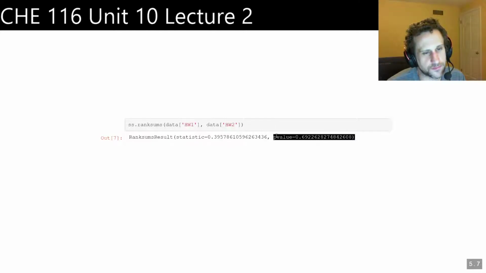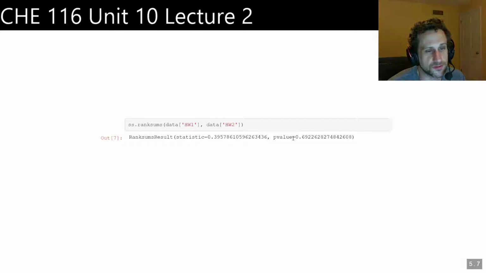If you recall from the last lecture, the p-value is how you would assess significance. So if the p-value is less than 0.05, it looks like we can reject the null hypothesis. In this case, that would mean these two measurements probably aren't from the same distribution. But here it looks like they are from the same distribution. So homework 1 and 2 are actually not significantly different.